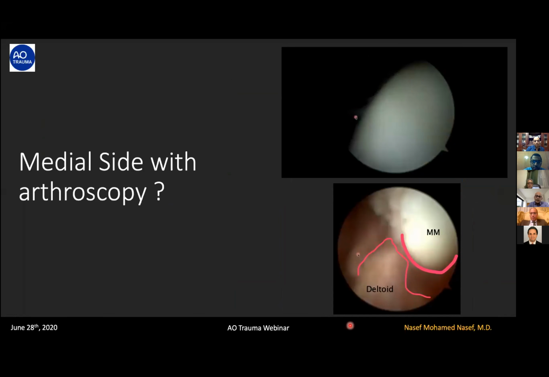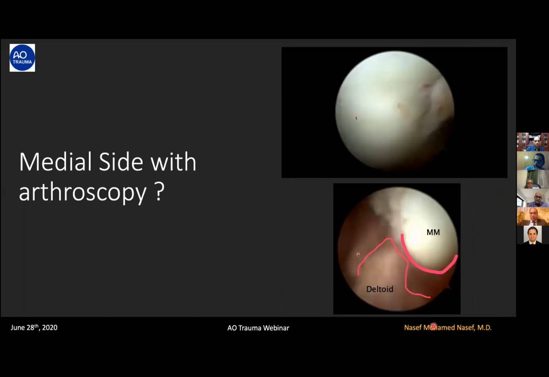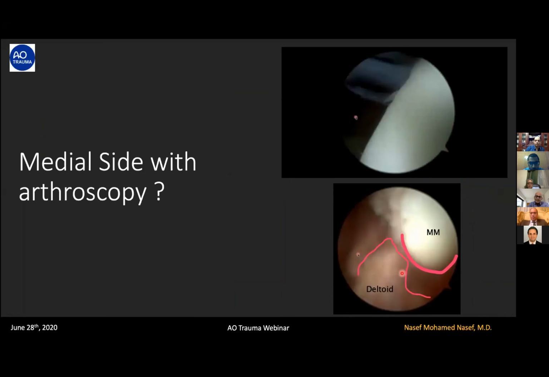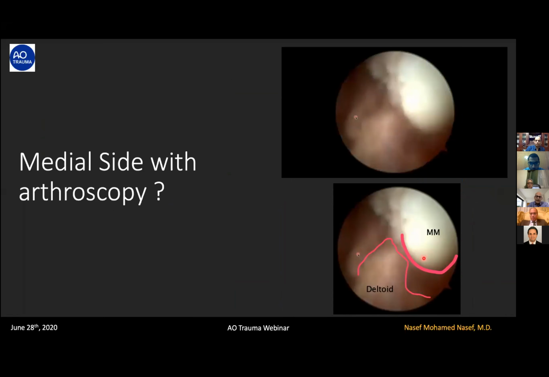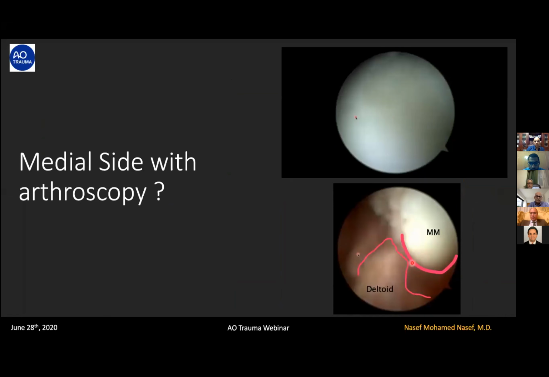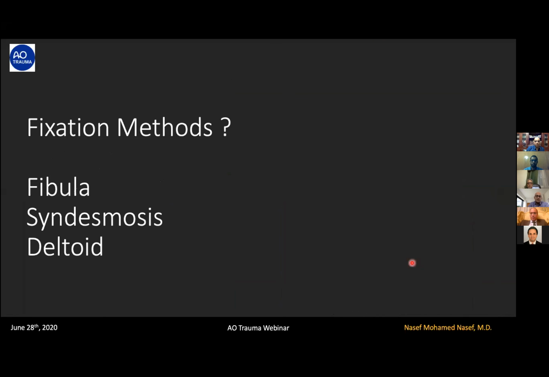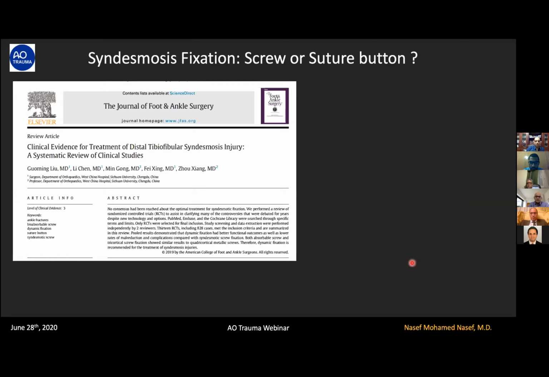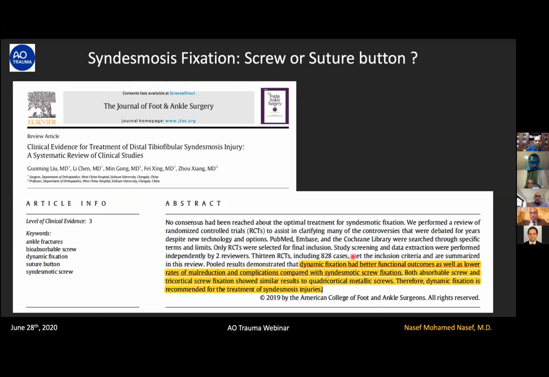And so I used the arthroscopy on the medial side, and you can see here the deltoid is completely off the medial malleus. So whatever I do, I know that this patient might end up with a pes planus afterwards. The deltoid is gone, and this is the main stabilizer of the ankle. So this is a 4B, and that's why I went with the fixation methods for the fibula, for the syndesmosis, and for the deltoid. So in the end, you can use whatever type of fixation for the syndesmosis.